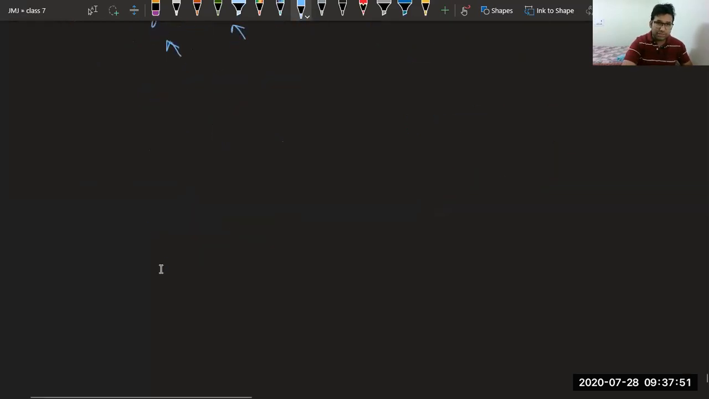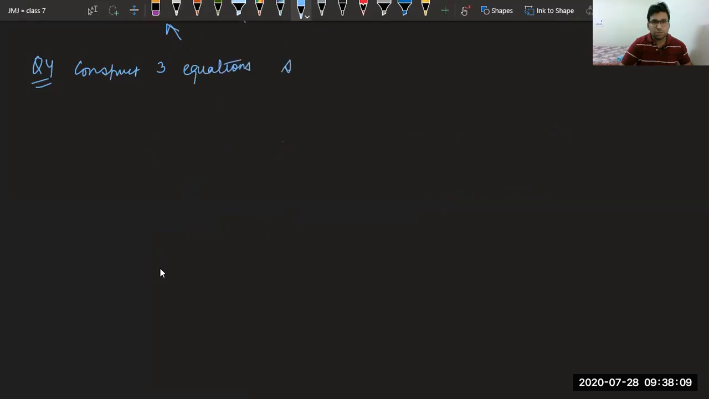Now let's take the next part. Question number 4. Question is saying construct 3 equations starting with x equal to 2. So initially we have an equation x equal to 2.